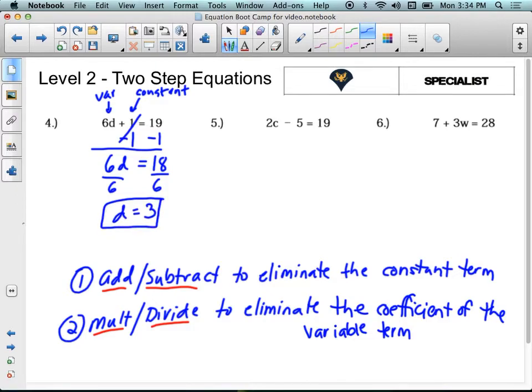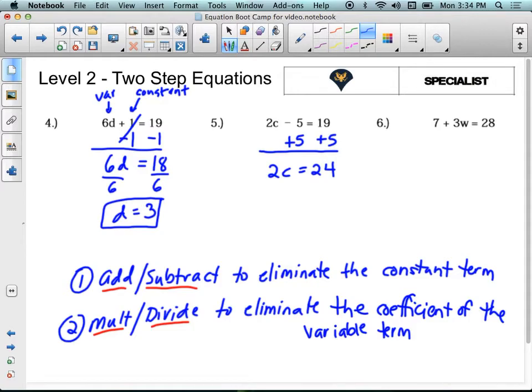All right, let's take a look at number 5. 2c minus 5 is all on one side. 2c is the variable term. Minus 5 is the constant term. I'm going to add 5 to both sides to eliminate that constant term. So I'll get 2c equals 24.